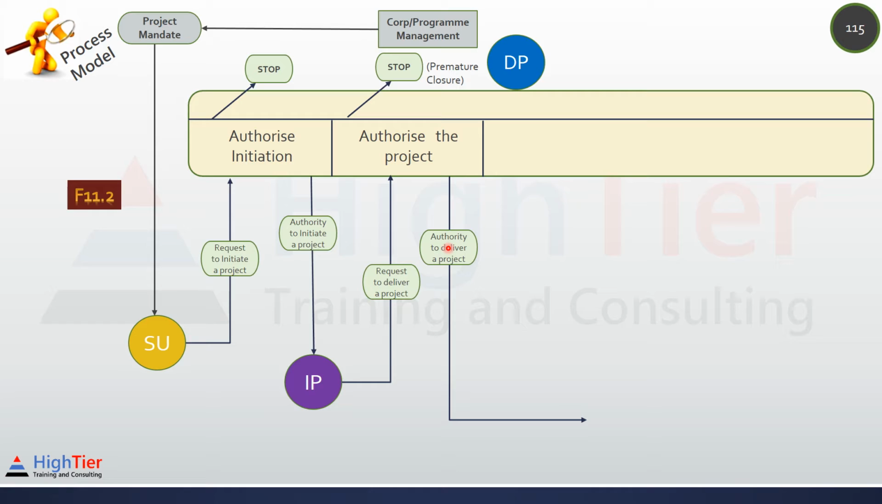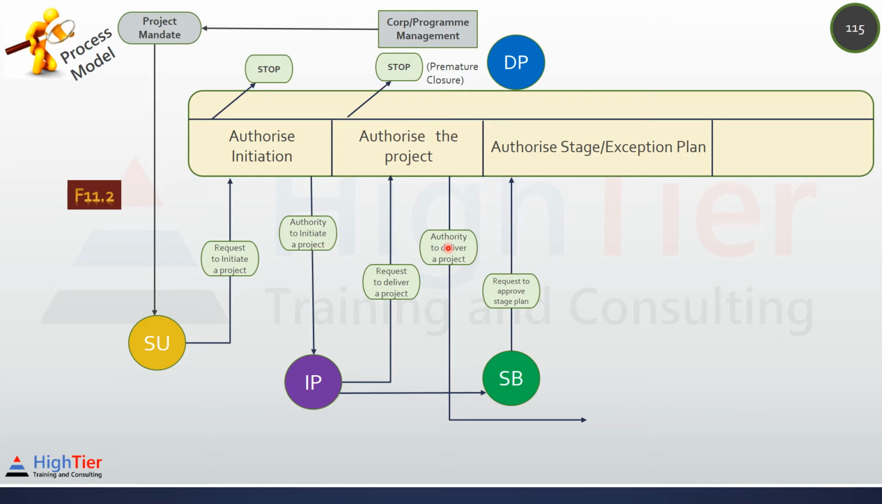Still, we cannot start delivery of the specialist product, as according to the Manage by Stages principle, we need to get the stage authorized as well. We create the stage plan in the Managing a Stage Boundary process and send a request to the project board to approve the stage plan. Again, the project board needs to make a decision whether to authorize stage or exception or not to authorize. Again, let's assume that we got the authority to deliver a stage.